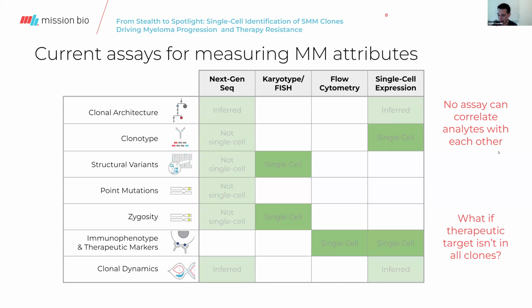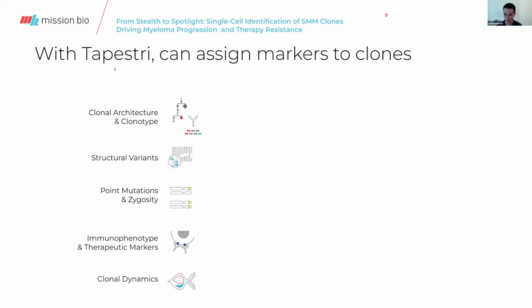And so, it's really important to understand, because what if you have clones in your multiple myeloma that have features that are mutually exclusive from other clones? So now I'm going to talk about the Mission Bio platform very briefly and sort of show you how we can come in. So I'm going to take those same attributes here. I'm going to group them together a little bit. These are the same ones. And now I'm going to show you what the output of the Mission Bio platform looks like.